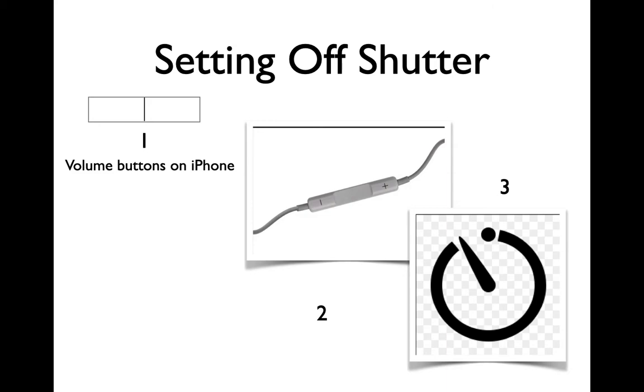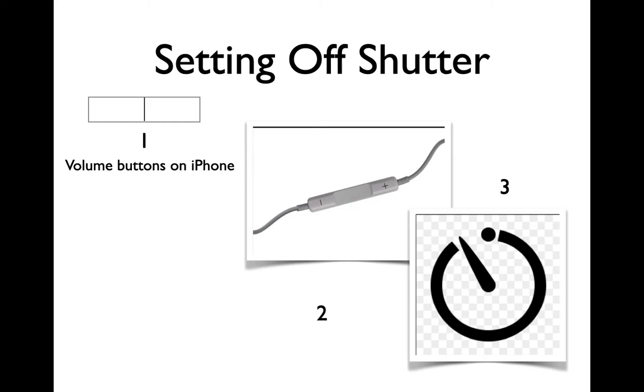The second additional way, do you recognize that picture? Those are the volume controls on your earbuds. Again, they will set off the shutter, which is kind of cool. You might be trying to take a picture of a puppy or a grandchild, and you really don't want them focusing on the camera. You want to get a candid.